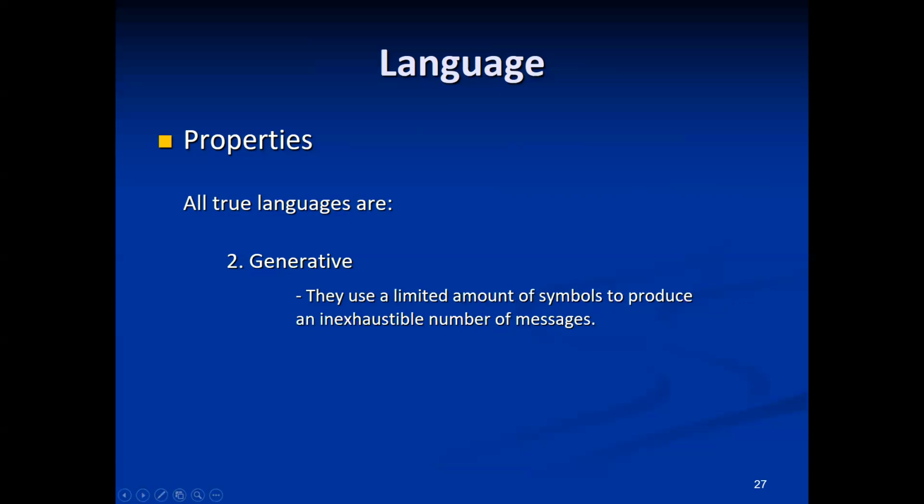All true languages are generative. They use a limited amount of symbols to produce an inexhaustible number of messages. It is estimated that there are just over 1 million words in the English language. The average person has a vocabulary of about 25,000 words. However, these words can be combined in so many different ways that the number of possible messages that can be produced is almost infinite.